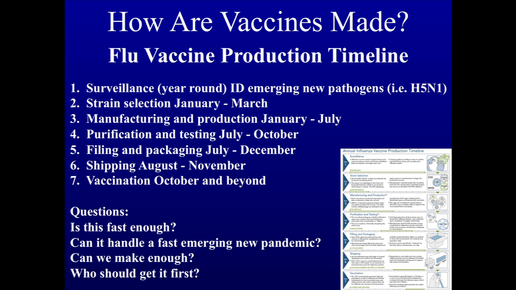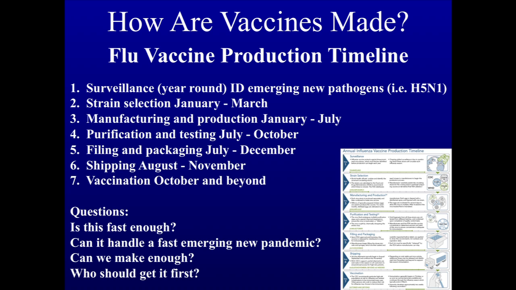pandemic. And that selection occurs during January and March, manufacturing production during January to July, purification and testing July to October, until filling and packaging, and it occurs in your drugstores and CVS sometime in the early fall. And shipping begins in August to November, and vaccination from October and beyond.